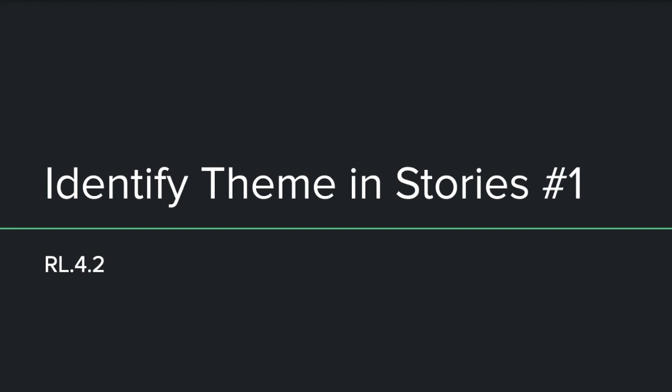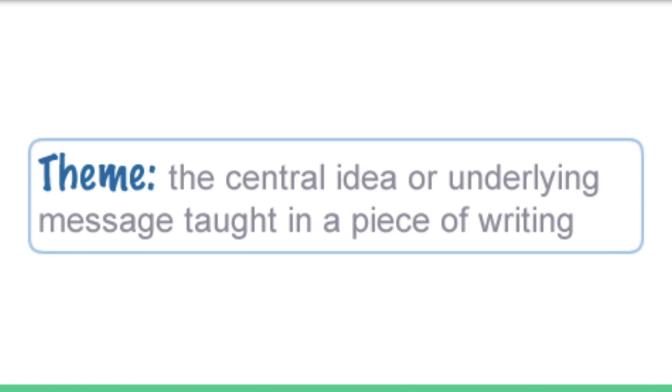Bauer today. Today in literacy we're going to be talking about identifying theme in stories, and the story that we're going to look at specifically today is called a fable. It was written a long time ago by a guy named Aesop, and lots of his fables are here to teach lessons, which is perfect for theme because when we're talking about theme, we're talking about the central idea or the underlying message taught in a piece of writing. It's the lesson we learn.